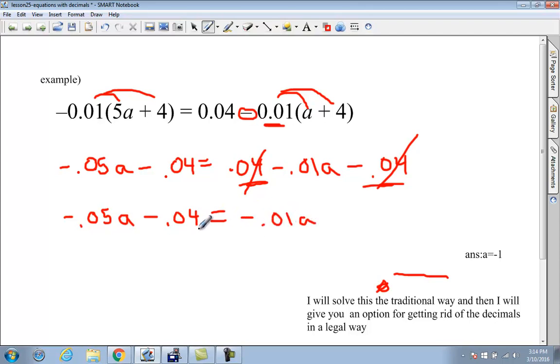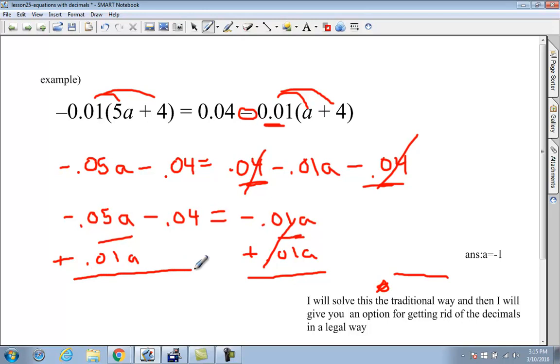Now, I always told you get your letters to the left and your numbers to the right, and I'll just stick with that. So here's a letter, here's a letter. I'd like to get all my a guys on the left and my plain old number to the right. So I'm going to add 0.01a to the other side of the balance, if you will. Why? Because negative 0.01a and positive 0.01a cancel. So you're left with nothing on that side of the scale. And the negative 0.04, I'll just keep that temporarily, keep that hanging out.